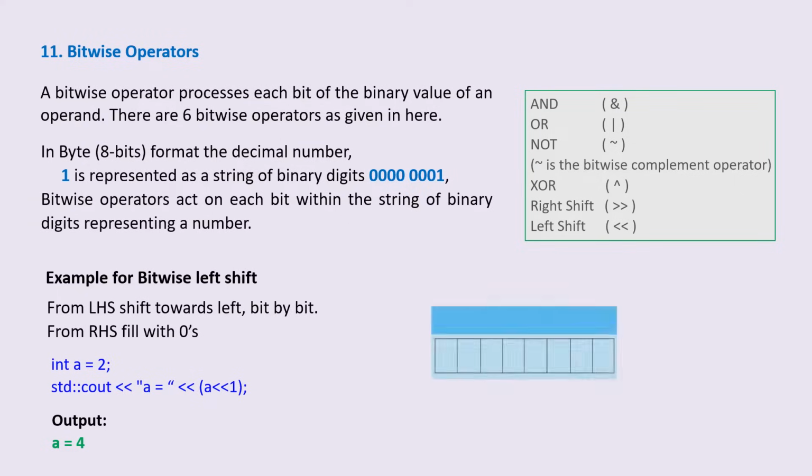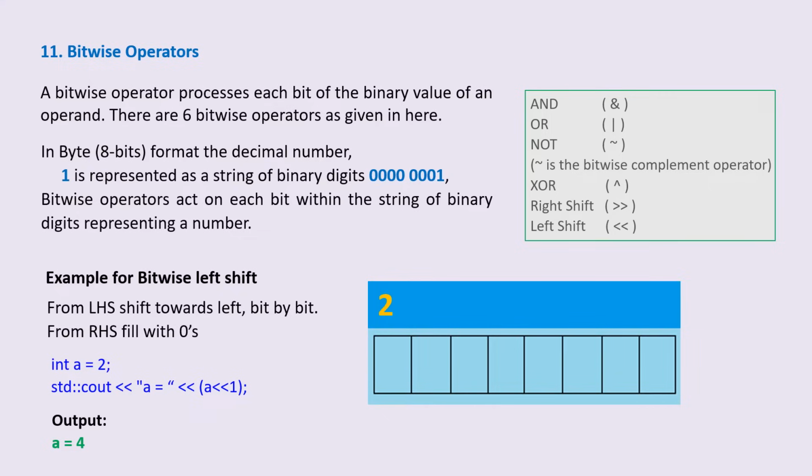We declared a equals 2. And 2 is represented by the binary digits 00000010. Now, we have instructed a less than 1, which demands that a bitwise left shift of 1 bit has to be applied to the value 2 of the variable a. In simple terms, it means that all the bits that integer number 2 is made up of will be shifted towards left by 1 position. Note that when this happens, the value of existing number will change to a new number. So here, the bits shift position by 1 place towards the left.